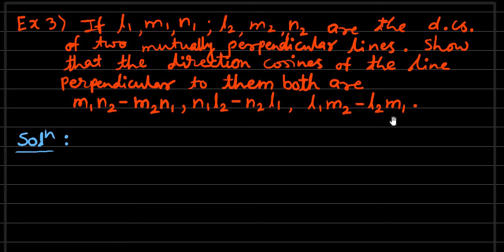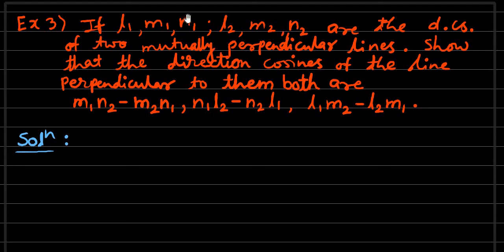Here also, as it was in the second example, the direction cosines of the two lines are given, and we have to find the direction cosines of a line which is perpendicular to both the given lines.